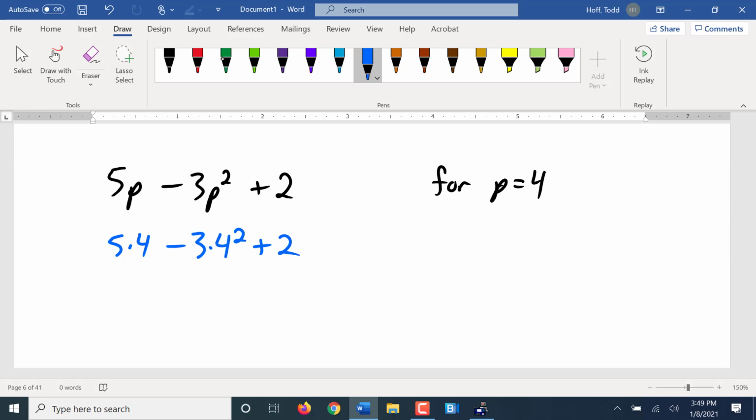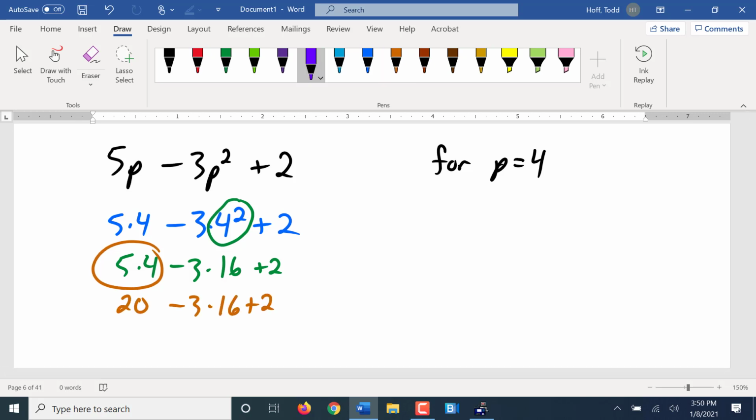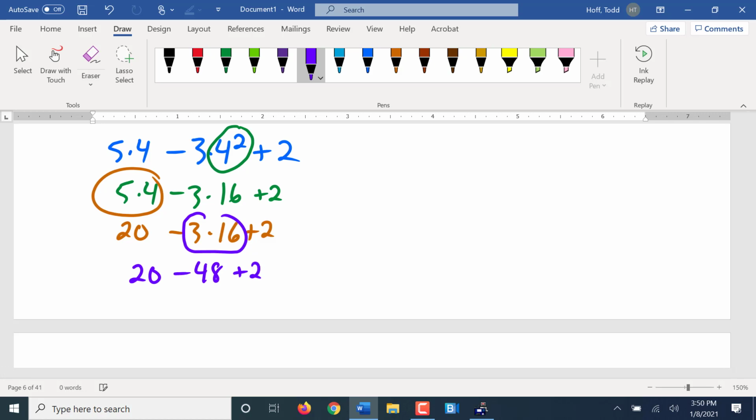So the first thing we have to do is the 4 squared, which is 16. And then the 5 times 4, 4 times 5, which is 20. And then 3 times 16 is 48. So the 4 minus 28 is a negative 28.